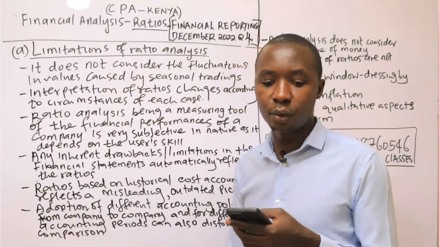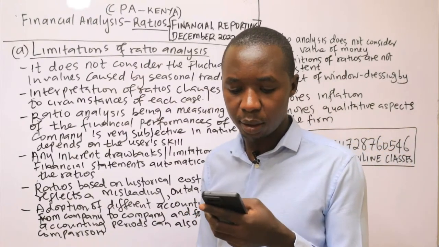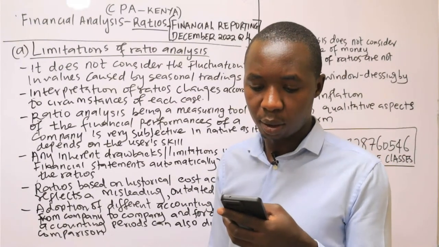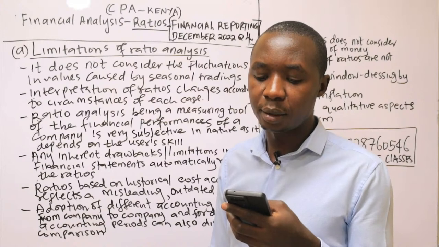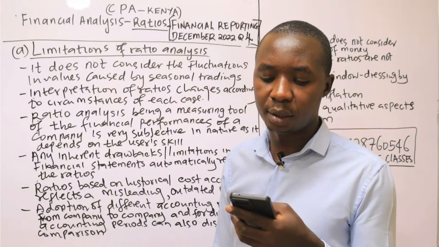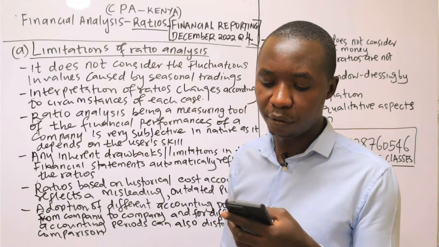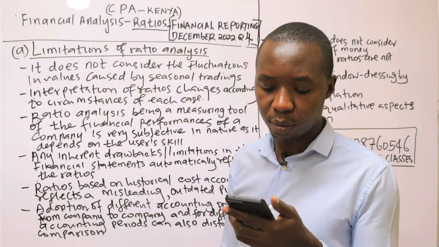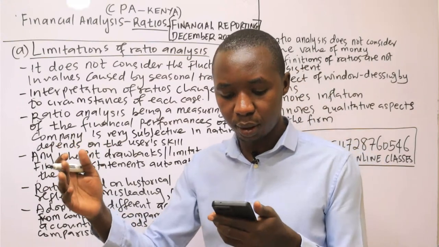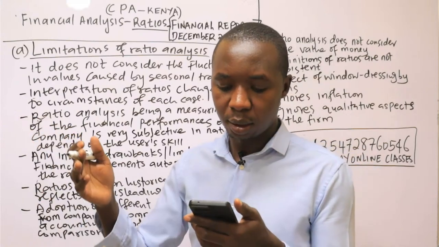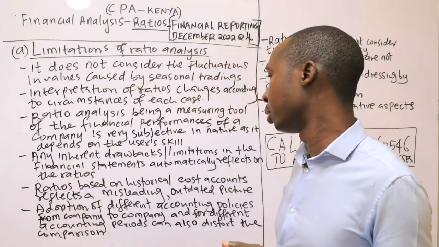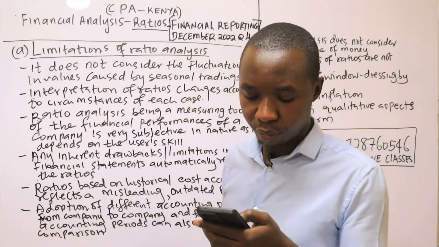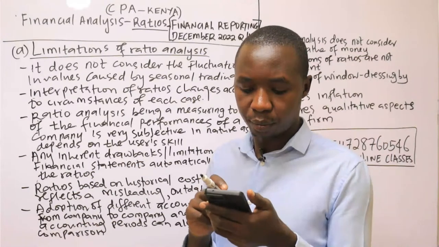At the second part of that question, they are talking about the following draft financial statements extracted from the books of Murima Limited as at 31st December. You are given a statement of profit and loss and a statement of financial position. You are given them for two periods, December 2021 and 2020. Remember that we are going to do a comparison of the two periods while analyzing the statements of that company.